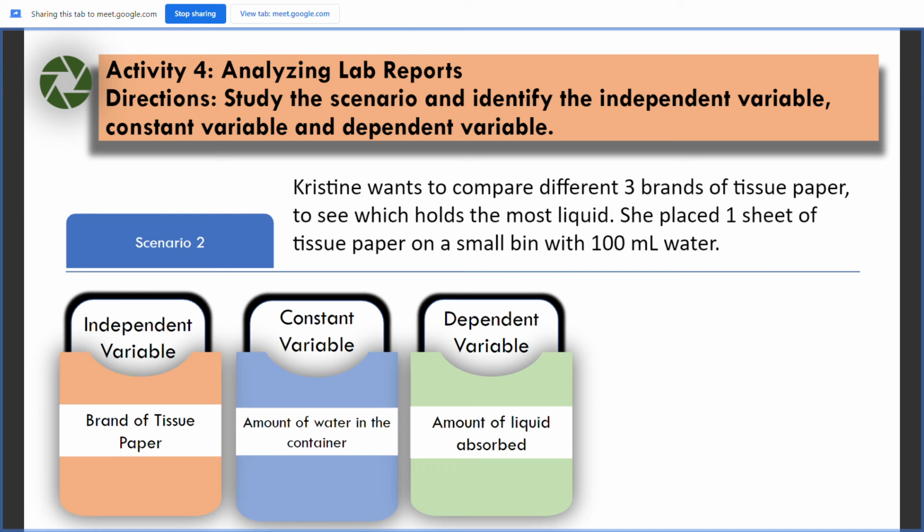Kasi, yung brand ng tissue paper, yun yung babaguhin natin sa experiment. Pero dapat yung amount ng water at saka yung container ay pareho. Siyempre, pati yung laki ng tissue paper. Ang kailangang pinagkaiba ay yung brand.